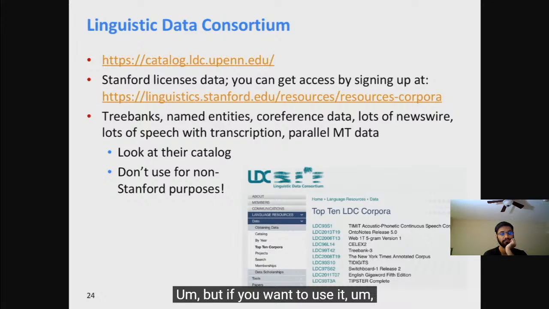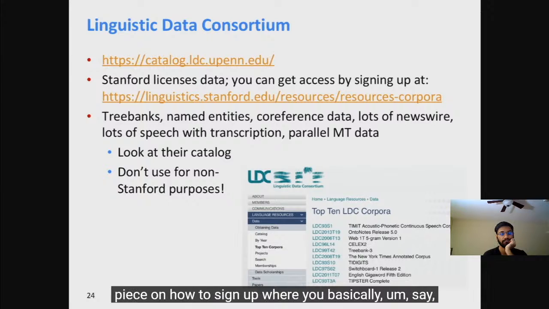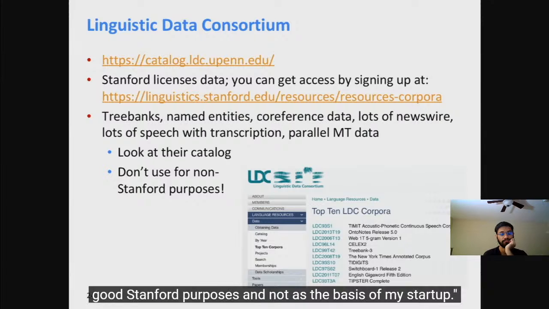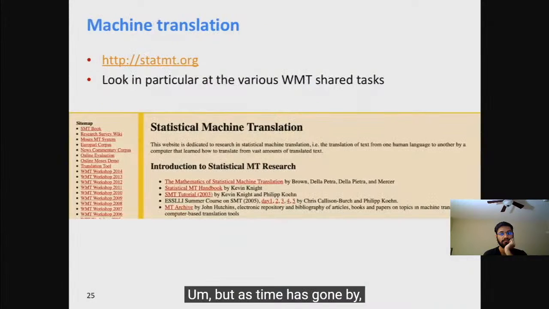But if you want to use it, you go to that linguistics.stanford.edu page, and there's a piece on how to sign up, where you basically say, I will use this data only for good Stanford purposes and not as the basis of my startup. And then you can have access to that data, and it can be made available by AFS or otherwise.